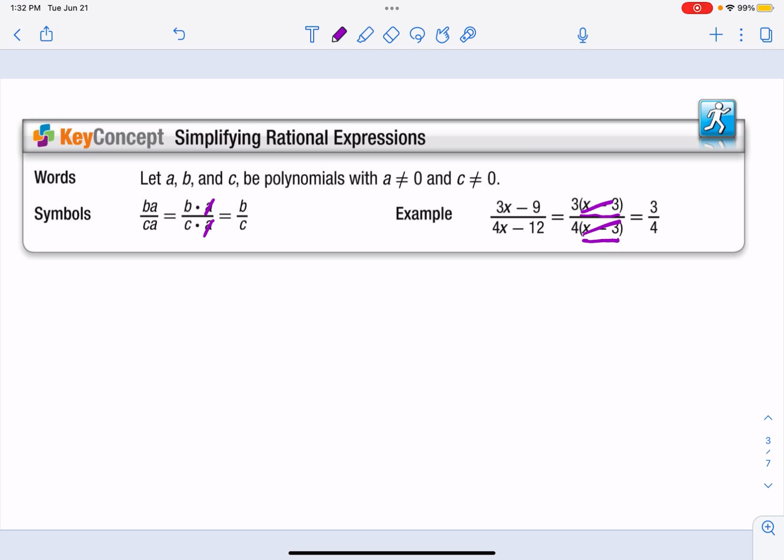Notice what they didn't do. They didn't just cancel the x's. They didn't cancel the 9 and the 12. That's not going to work for you. Okay, what you have to do is you have to get factors. You have to get two things that are multiplied together.